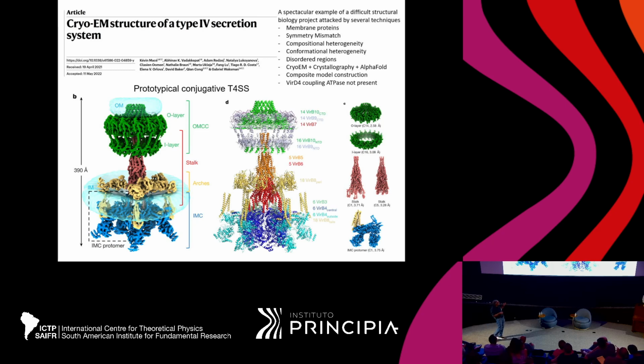There's a lot of interest in trying to understand how these type 4 secretion systems work. In this case, this type 4 secretion system is involved in conjugation. So it captures DNA, usually a plasmid DNA, on the inside of the cell, processes it, and then the DNA is extruded through the system in some way that is not known, covalently attached to a protein, and injected into another bacterial cell.